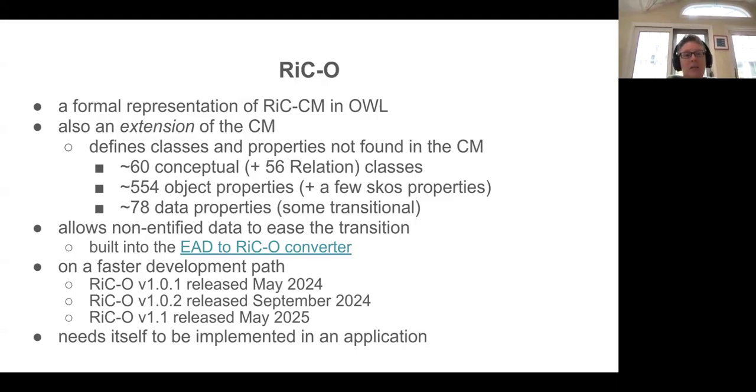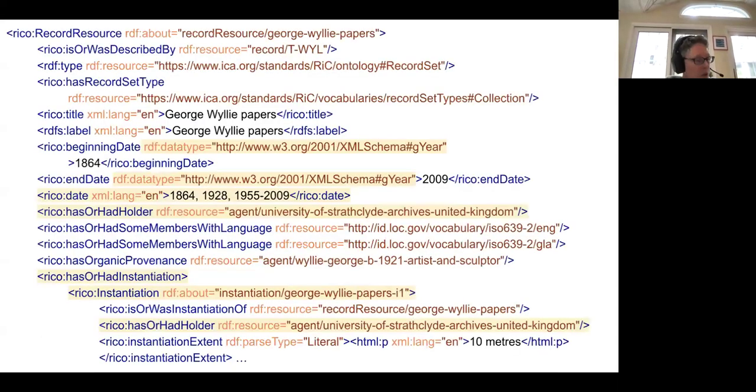RiC-O is on a much faster development path than RiC-CM. RiC-CM has not changed since version 1.0 was released in 2023, whereas there have been 3 updates to RiC-O since then. And then, of course, RiC-O is an OWL implementation. It needs itself to be implemented in some kind of an application content management system.